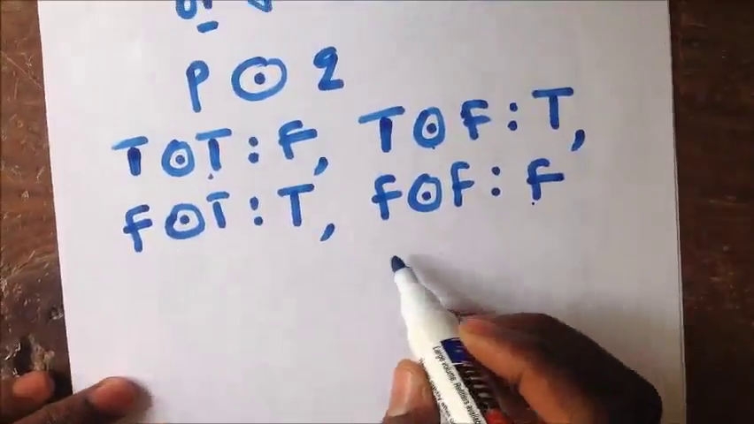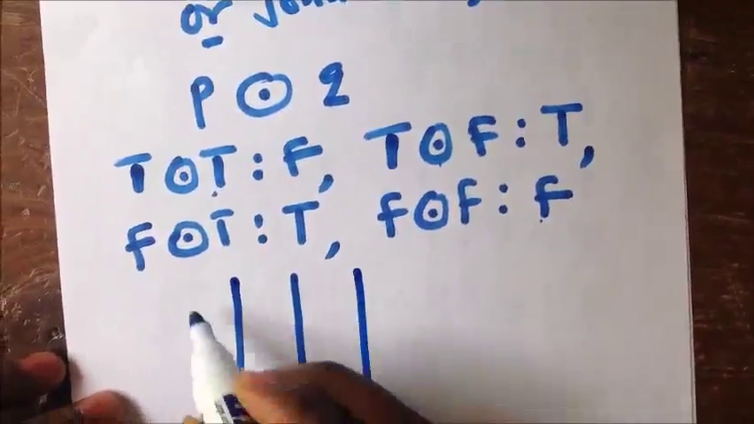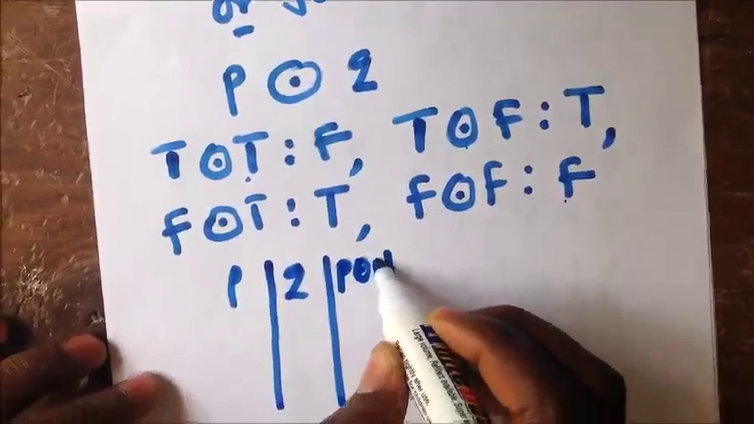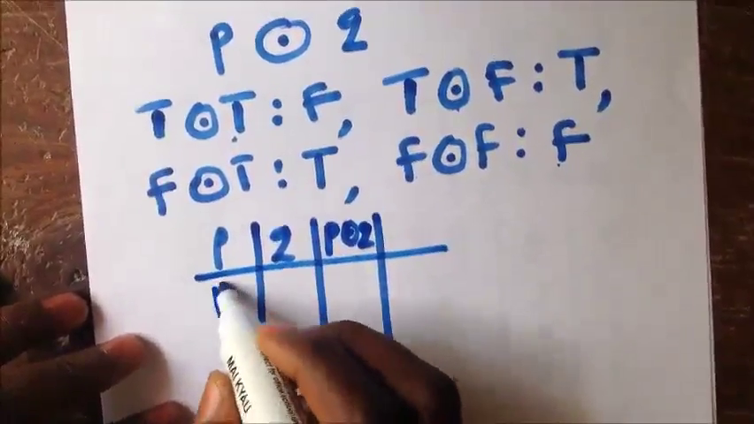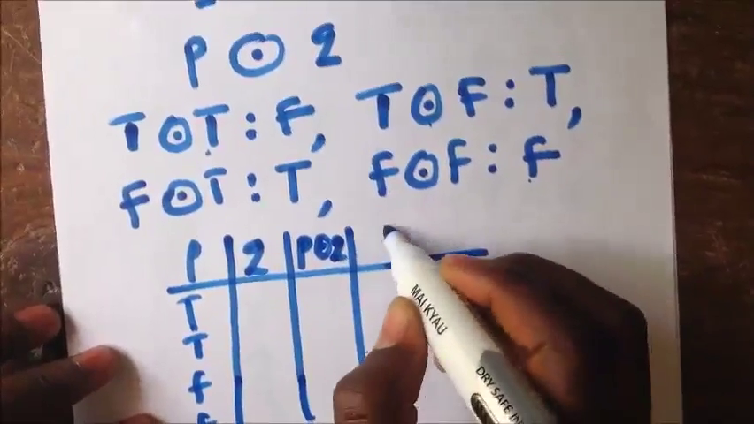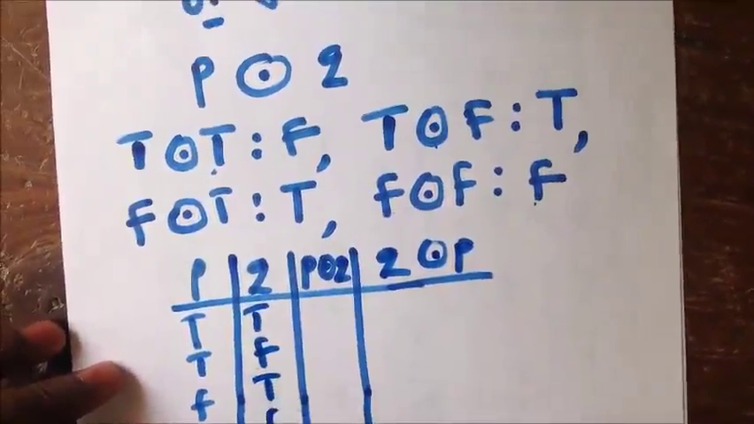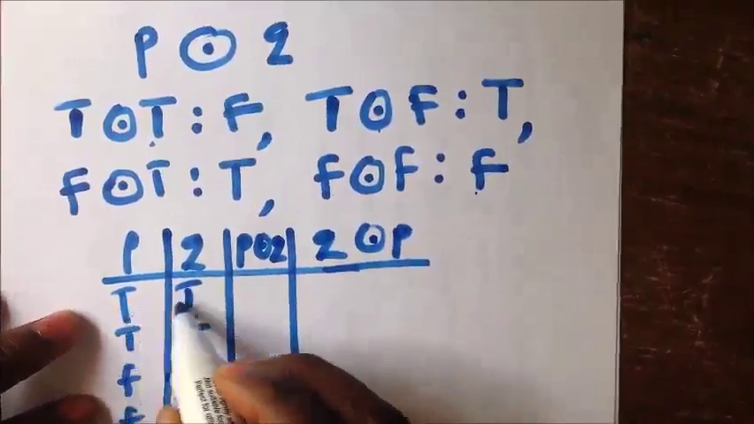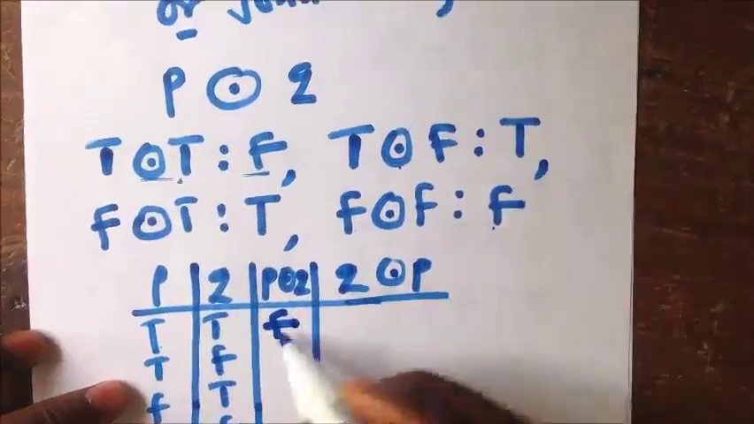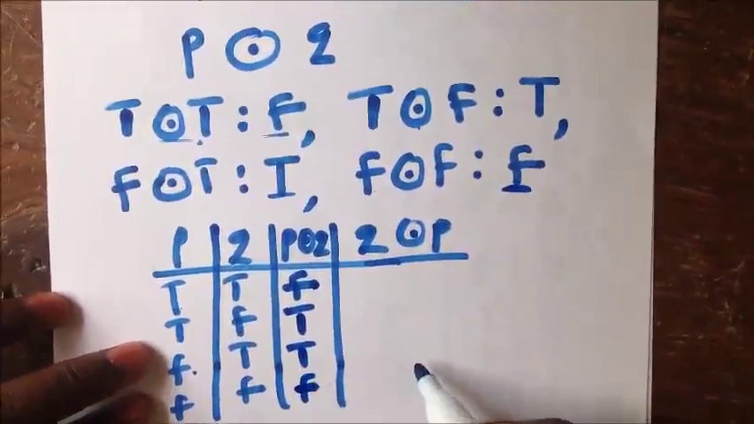So now let's use a truth table to see an example. Let's say we have a truth table like this. We have P, Q, and P exclusive or Q, then Q exclusive or P. Now, true, true, based on this it will be false. True, false, it will be true. False, true, it will be true. False, false, it will be false. That's the first aspect.